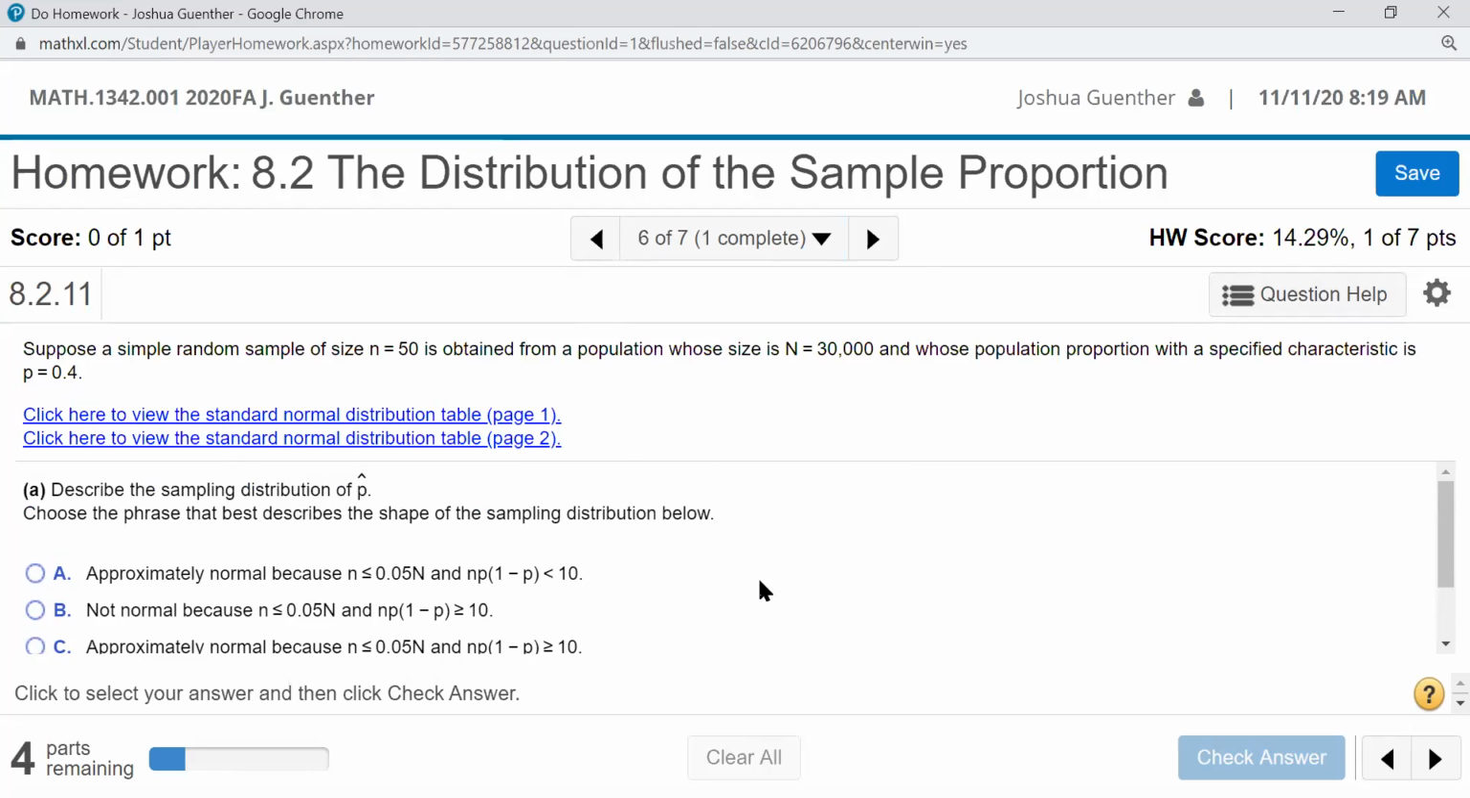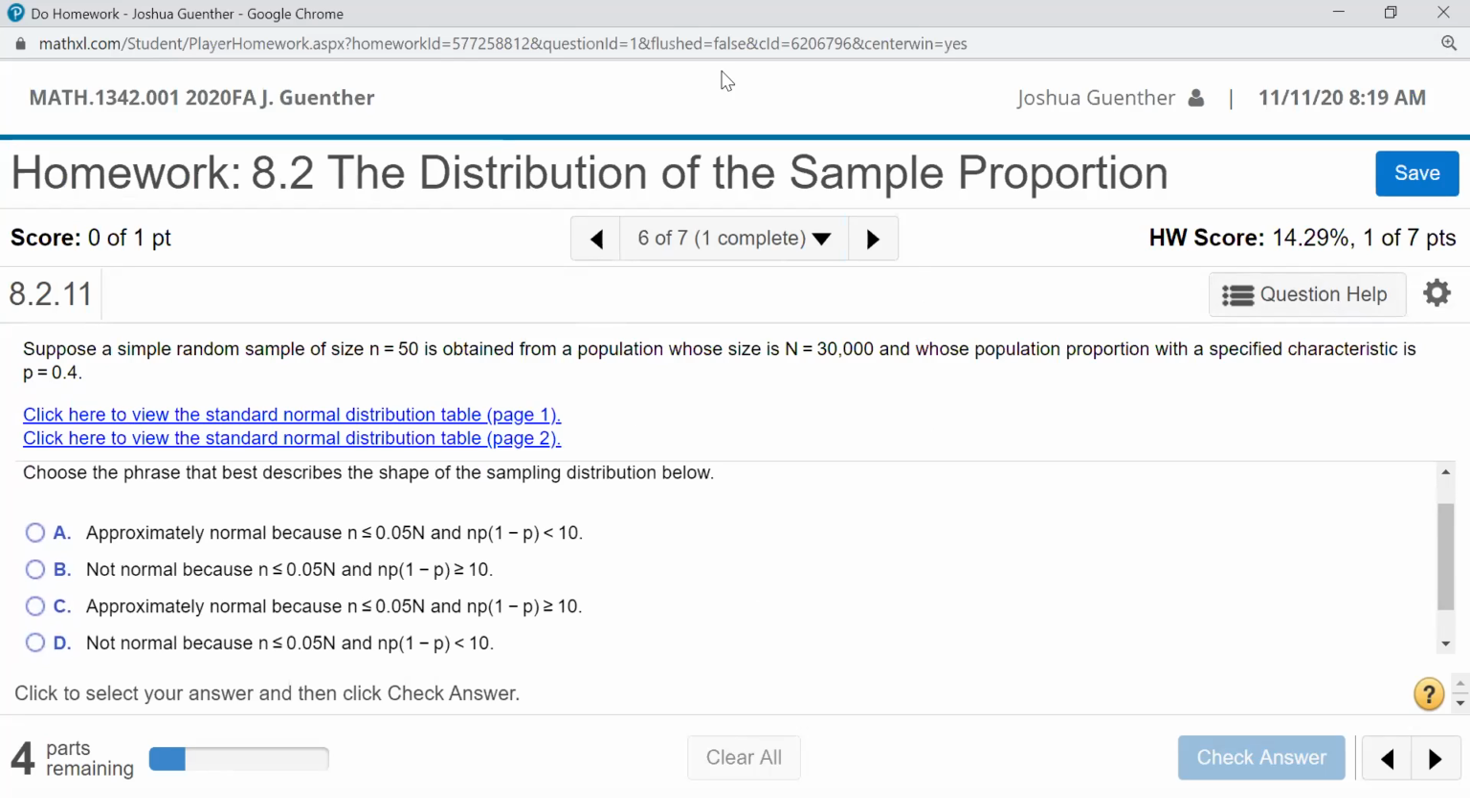But anyway, we need to do a few of our normality assumption checks. First of all, the population size is 30,000. The sample size is only 50. The sample size needs to be less than or equal to 5% of the population size. Well, 5% of 30,000 is 1,500, and our sample size is way less than 1,500. So that normality assumption is good. Again, that's not one we go into uber detail on, but if it wasn't good, we wouldn't be able to do this problem. So you can probably guess it's going to be good on these last 2 problems here.